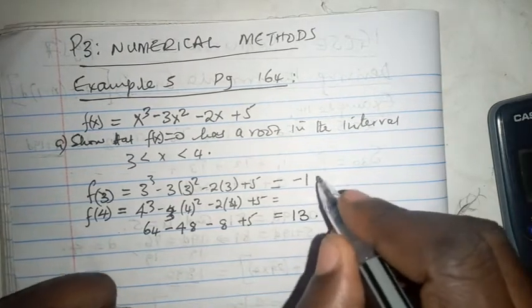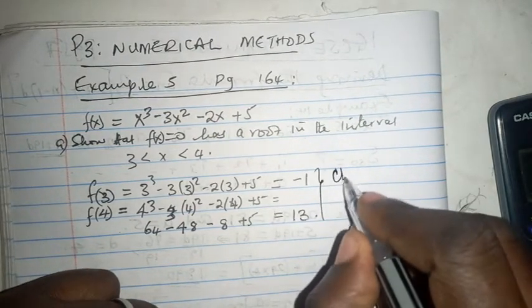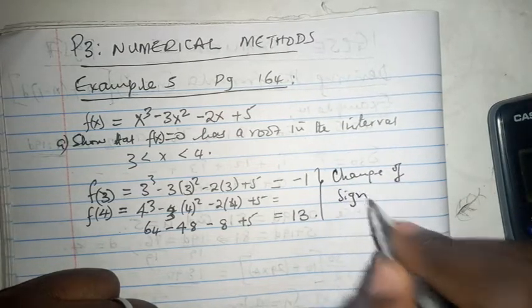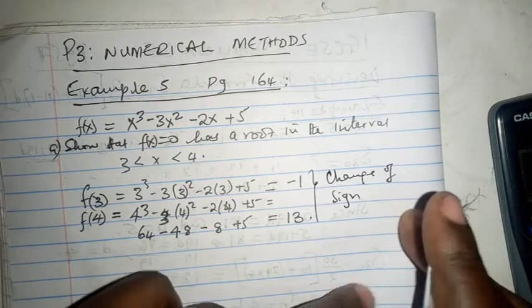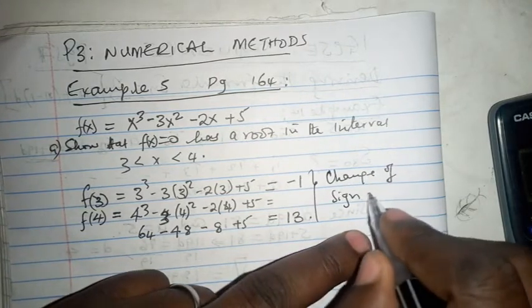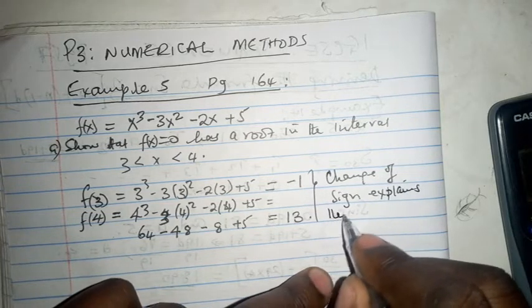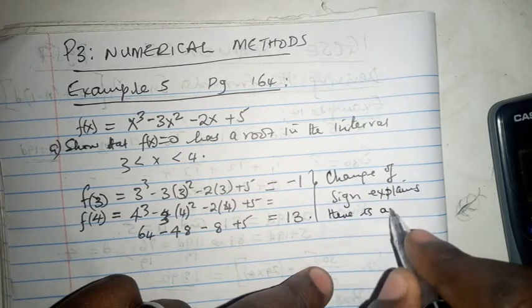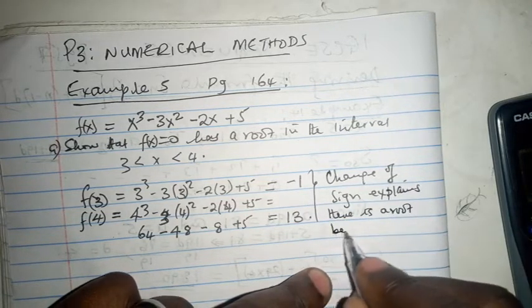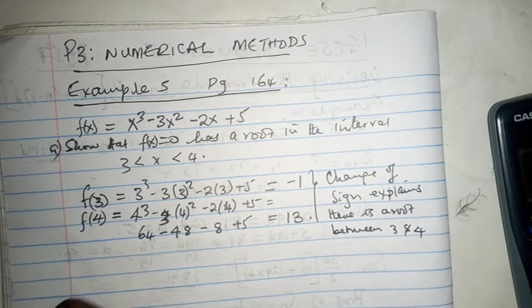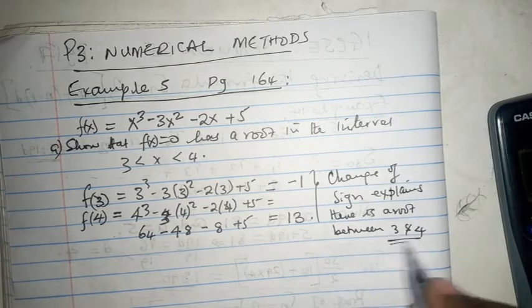Yes, since you can see there is a change of sign, this explains that there is a root between 3 and 4.